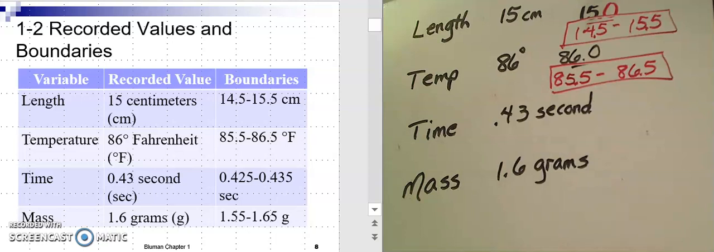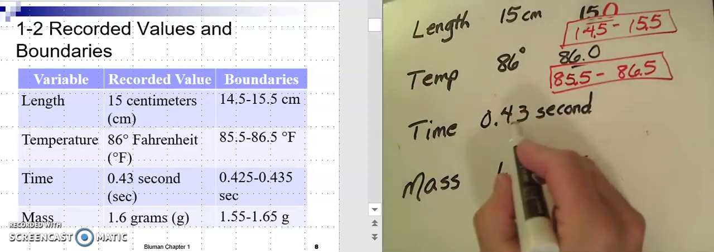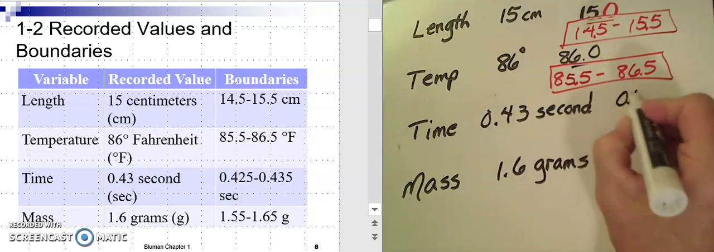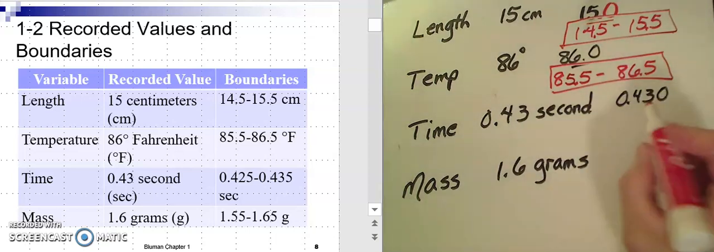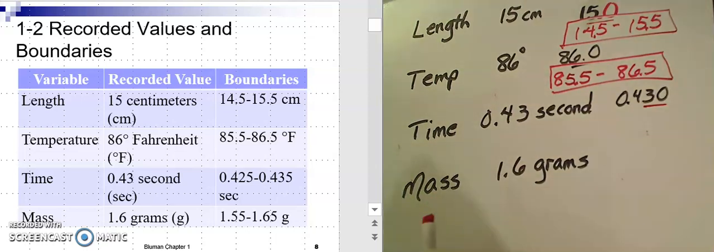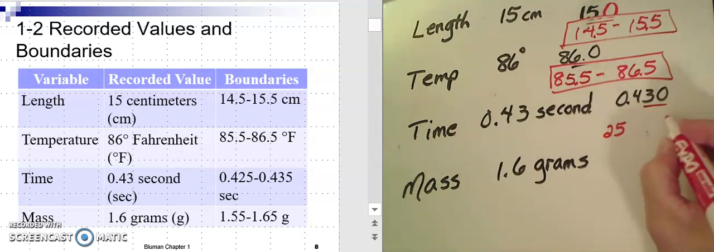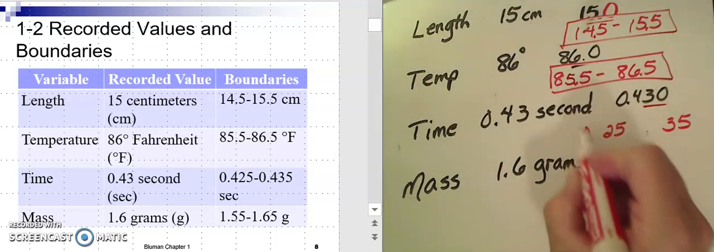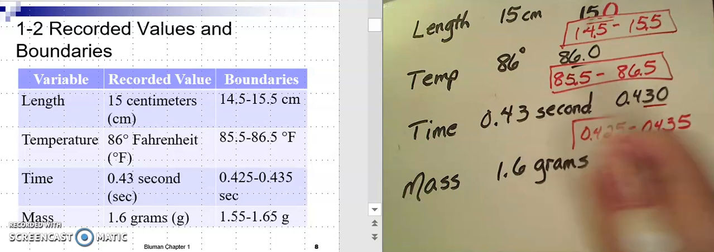Even when it comes to something like the 0.43 seconds, we can do the same thing. Annex that with a 0, which means at the end of that number we're going to add on a 0. Looking at the last two digits, just the 30, 30 lies between what two numbers that end in 5? That's going to be 25 and 35. Then go back and fill in everything else, so we've got 0.425 to 0.435. So this is our boundaries.